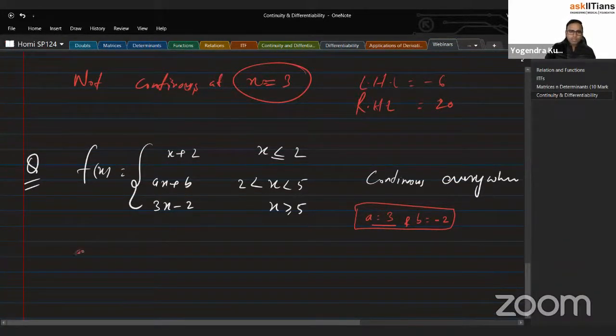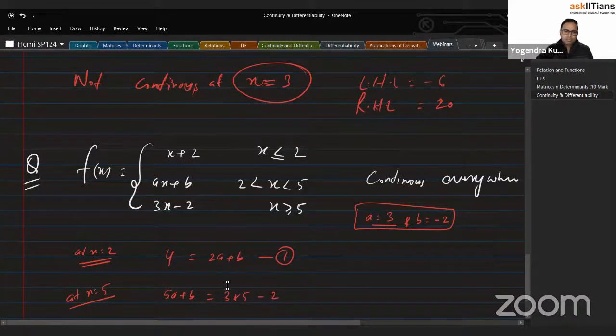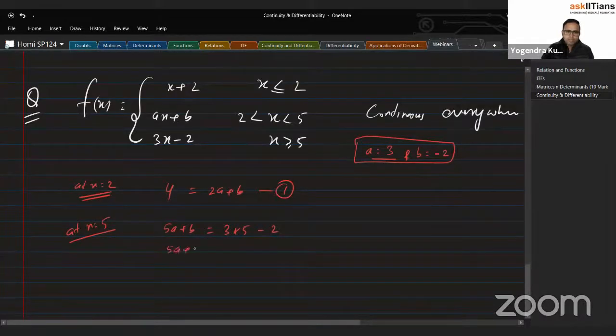LHL is equal to RHL at x equals 2. We need to show this. So LHL will be 4, and RHL at 2 will be 2a plus b, right? We can just put it directly. So we got one equation, this is our first equation. Then at x equals 5, we need to check. LHL will be 5a plus b, and it equals 3 into 5 minus 2. So 5a plus b equals 13. Equation number 2.